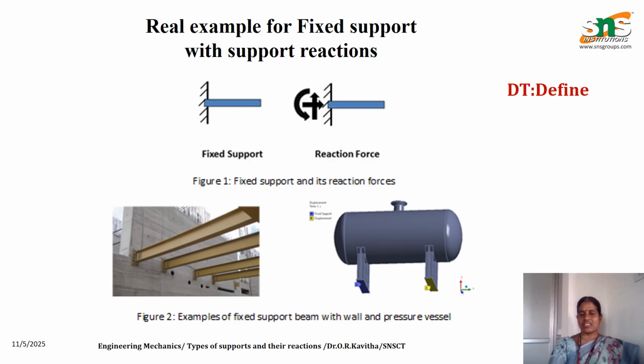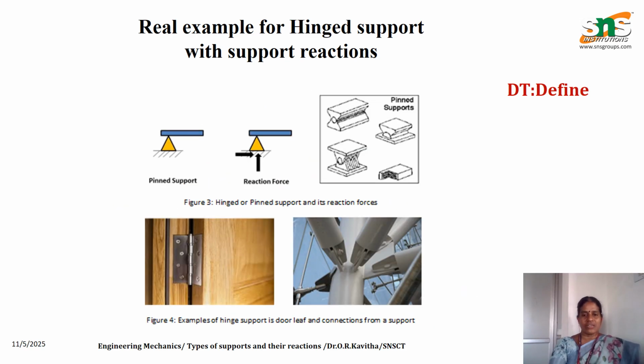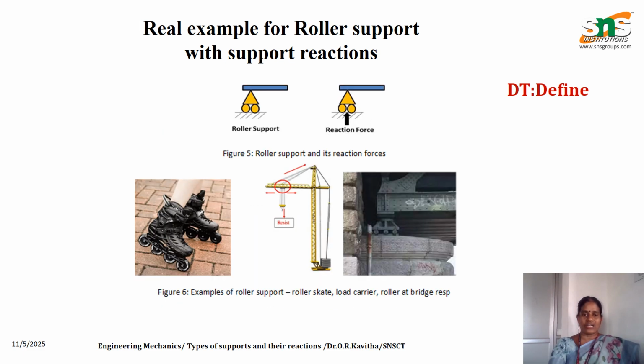Now we will see the real-time examples for this. This is the fixed beam. I can't move it vertically or horizontally, and I can't rotate it either. The second one is a hinge. This is a hinged support. It will provide only two reactions, a vertical and a horizontal. These are the pin supports we use in bridges. In the construction of bridges, you can see these types of supports below the girders.